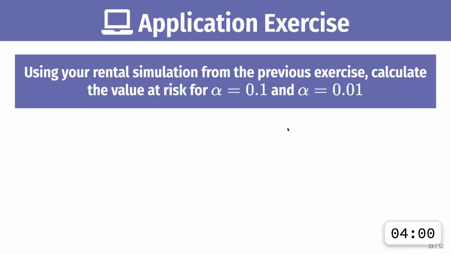And so using your rental simulation from the previous exercises, calculate the value at risk for alpha equals 0.1, so 10%, and alpha equals 0.01, so 1%. I'll give you a couple minutes to work on that, and then we'll do it together.